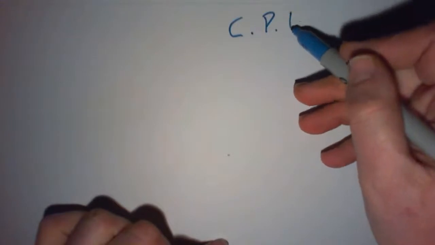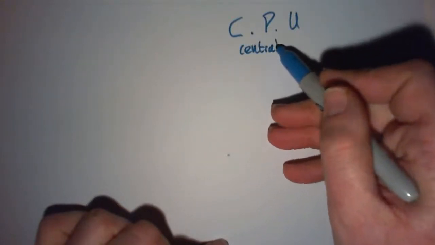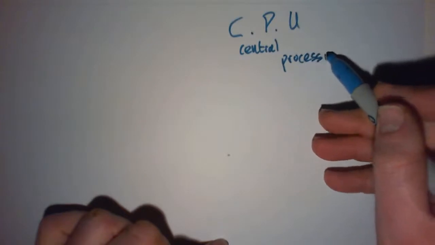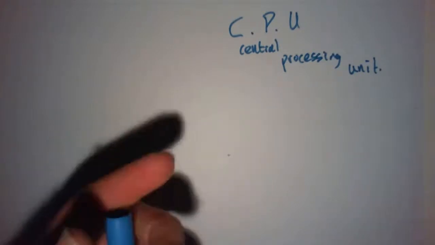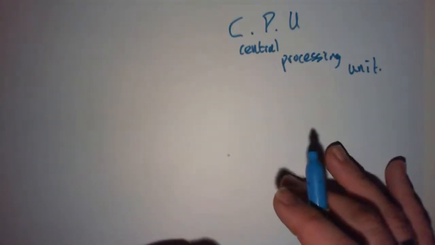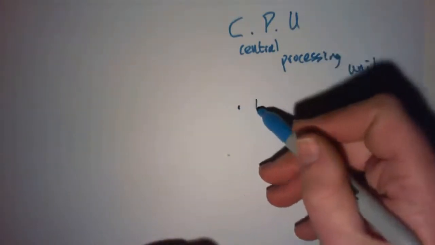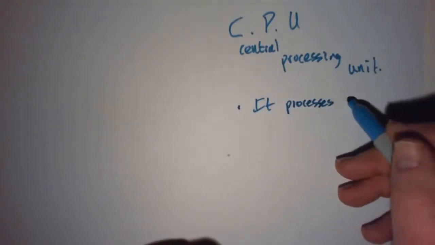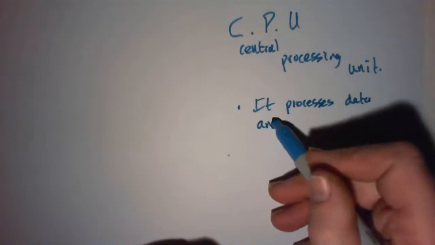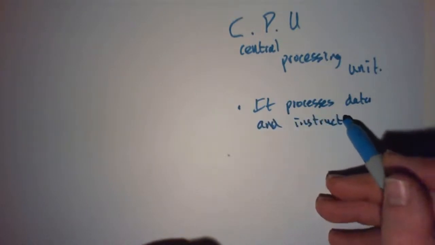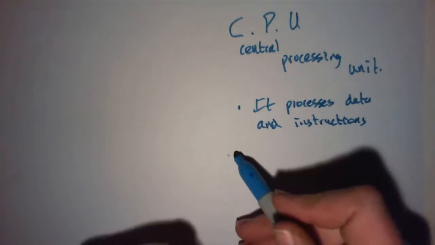All right, hello there. So today we're going to talk about the CPU, our central processing unit. In kind of crude terms, it's the brains of the computer. Crude terms now. Okay. So what does it do? It processes the data and the instructions on what to do with that data. It's as simple as that. That's what it does.